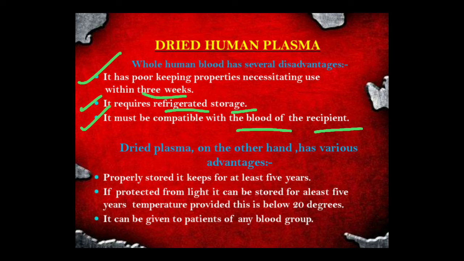Dried plasma, on the other hand, has various advantages. Properly stored, it keeps for at least 5 years. If protected from light, it can be stored for at least 5 years, provided the temperature is below 20 degrees centigrade. It can be given to patients of any blood group, so it is not group specific.